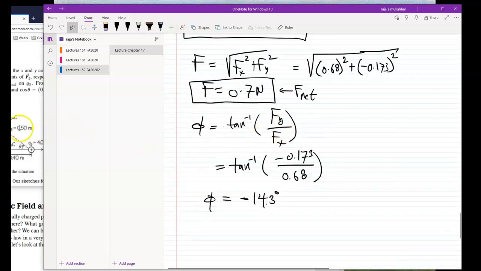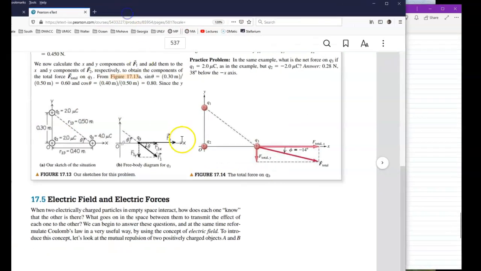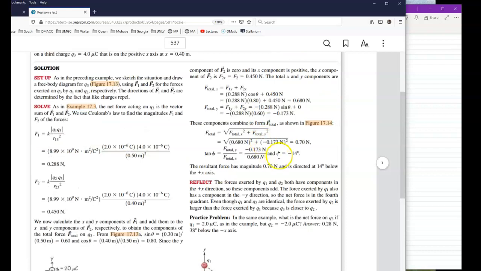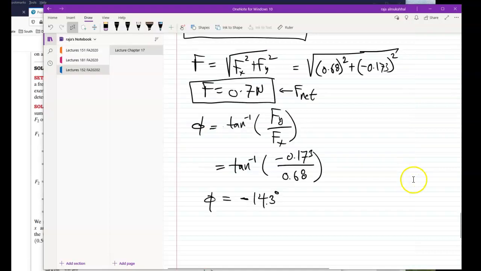Let me see what he got. I don't know if he did it similar to mine or not. But he got negative 14 degrees. That's good, close enough. And he got the net is 0.7. I got 0.7, same thing. Okay, you got that, guys? Good. And that's basically what I wanted to talk about as far as forces, Coulomb's law is concerned.